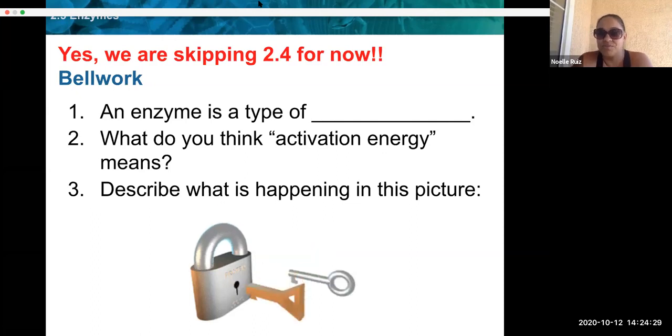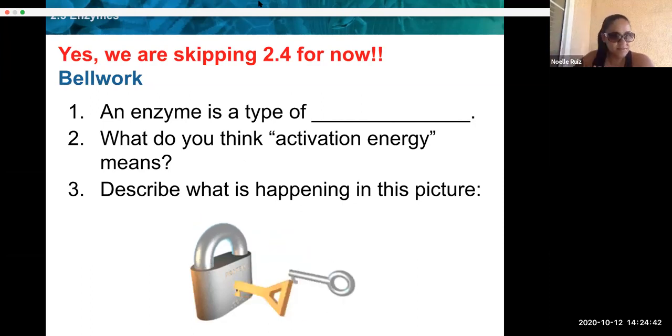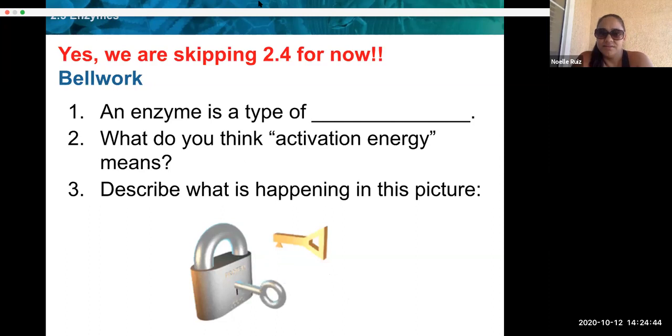This is one of your vocab words for the week, but what do you guys think? When you put the terms activation energy together, what do you think that means? Not sure? Okay, we'll get to it. Turn on or start is good.